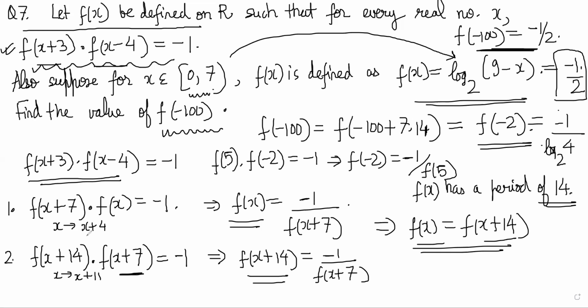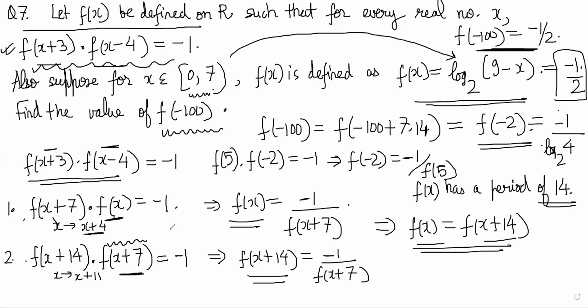Why did we choose these two numbers? We chose x plus 4 because we wanted to get fx, right? And once we did that, we realized that fx is linked to f of x plus 7, right? So next time that I was choosing, I needed something that has f of x plus 7. How do I get f of x plus 7 again? Instead of here, I try to get it here by putting x plus 11 here. So I got f of x plus 14 into f of x plus 7 is equal to minus 1. And basically, you can even divide the two equations here and you will get f of x by f of x plus 14 is equal to 1, right?